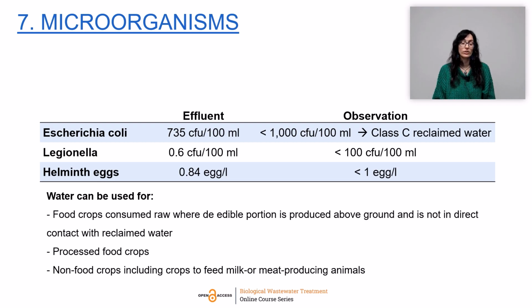Based on these effluent concentrations, we can reuse the water for food crops that are consumed raw, where the edible portion is produced above ground and is not in direct contact with reclaimed water. And we can also use the water for processed food crops and also for non-food crops, and this includes crops to feed milk or meat-producing animals.